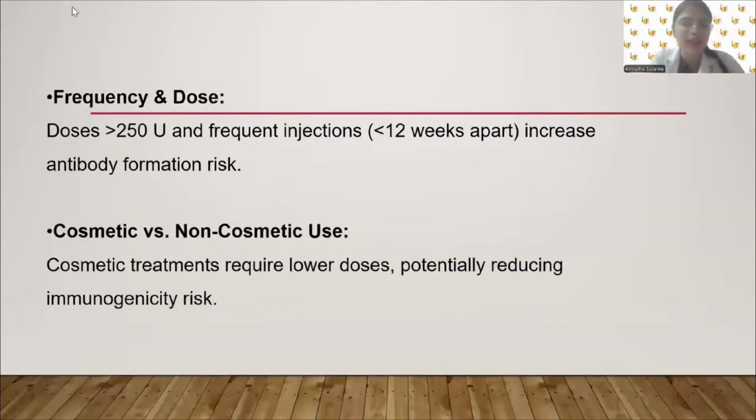The frequency and dosage. The doses more than 250 units and frequent injections, that is less than 12 weeks apart, increase the antibody formation risk. The cosmetic versus non-cosmetic use. Cosmetic treatment requires lower doses, potentially reducing the immunogenicity risk.